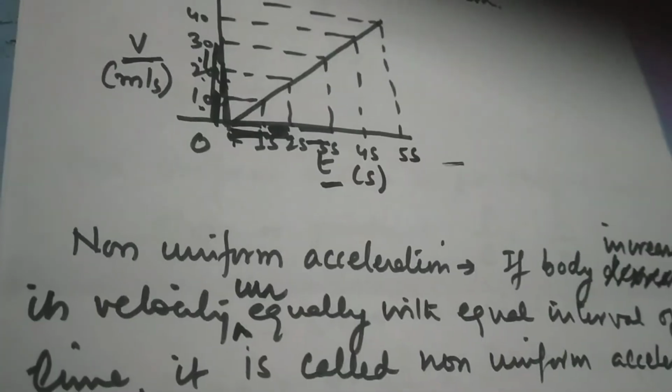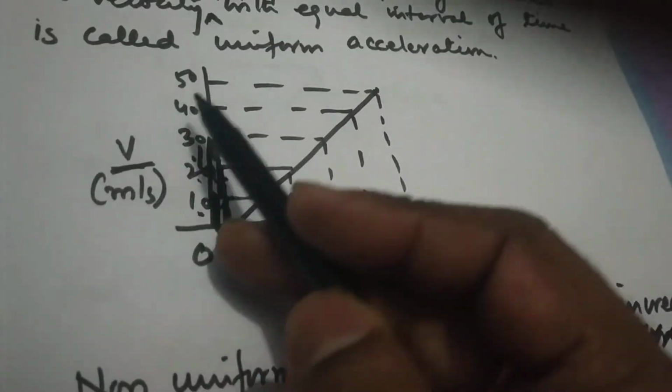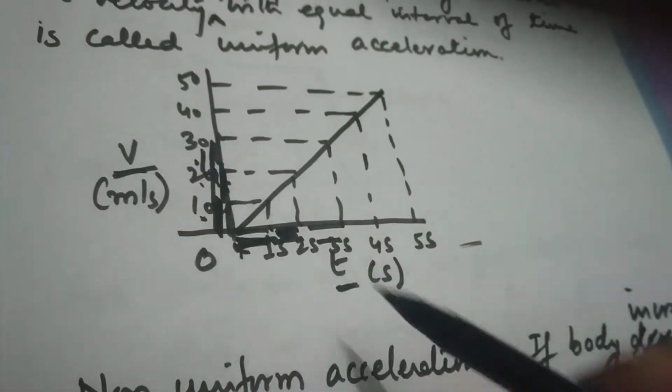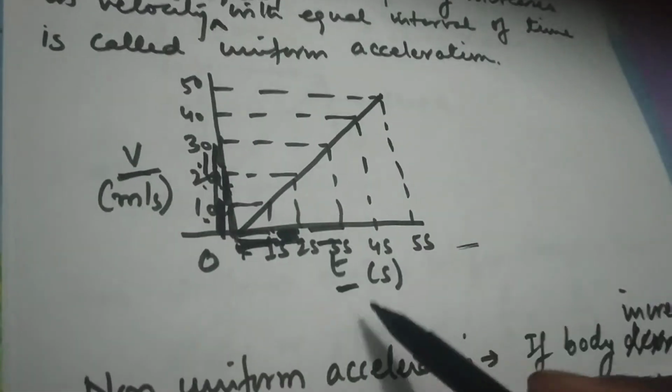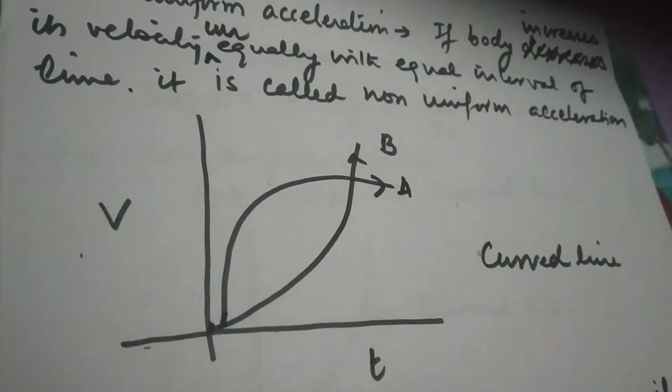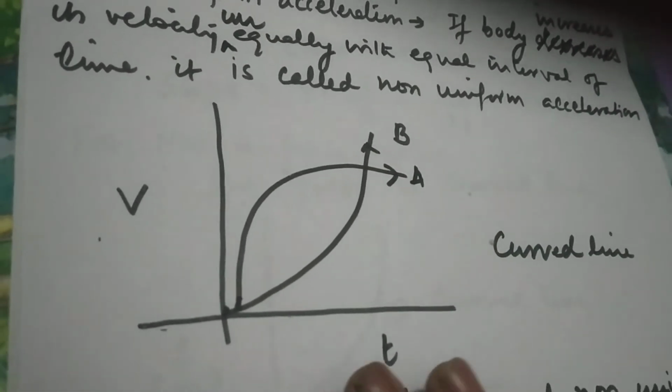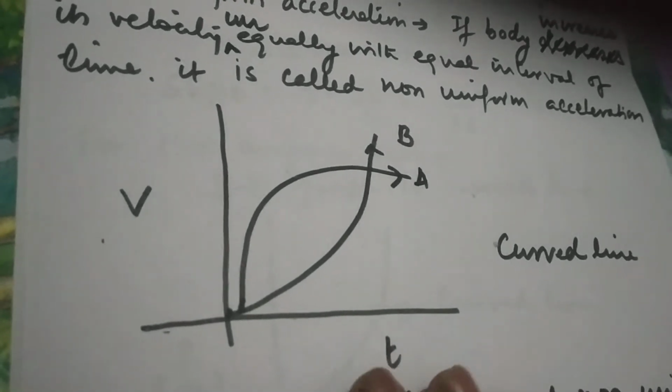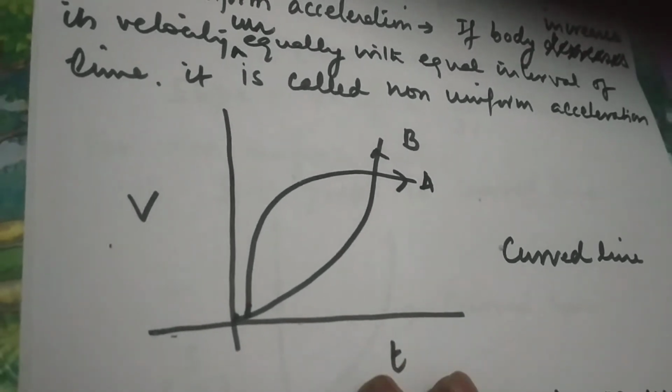Let's take this graph once again. The V is taken along the y-axis and time is taken along the x-axis. So we are plotting the graph between V and T, not S and T. If you plot the graph between V and T, then we get a straight line. Similarly, if you plot a graph between V and T in non-uniform motion or non-uniform acceleration, then the graph comes as a curved line. It is not going to be a straight line. So these graphs we will take in detail in the next lectures.